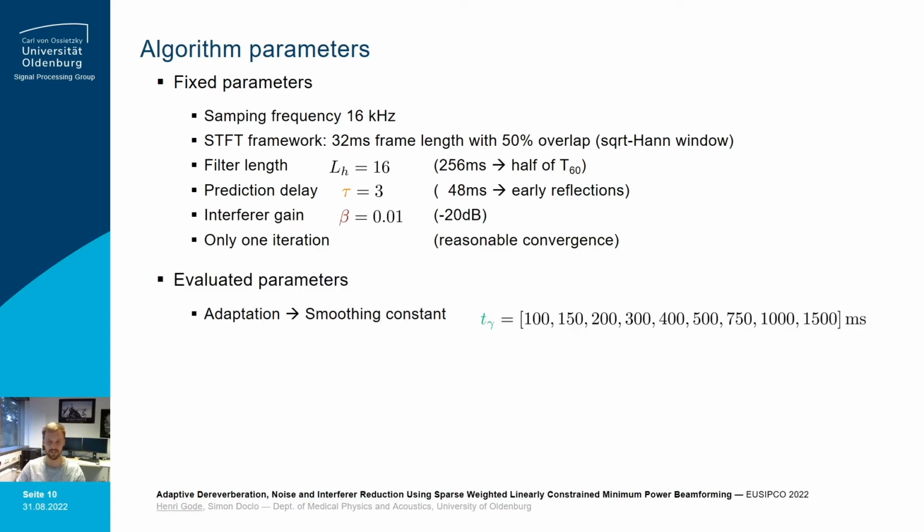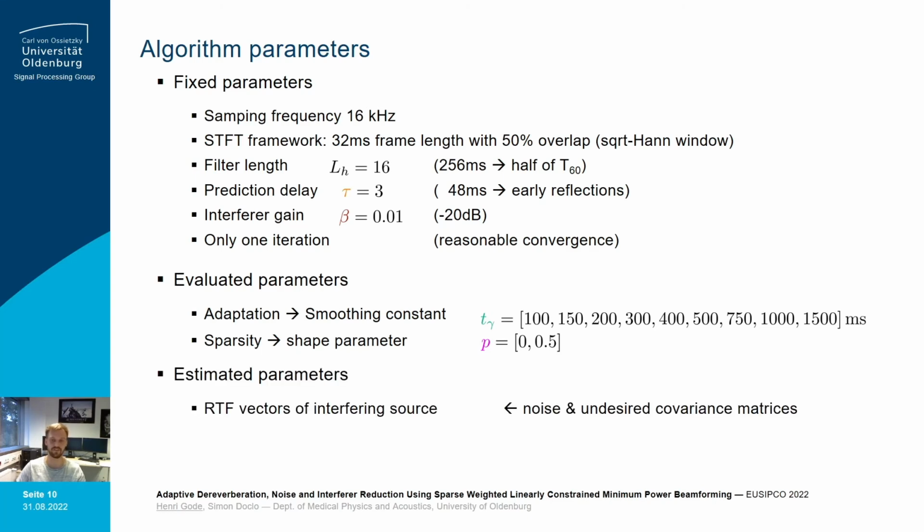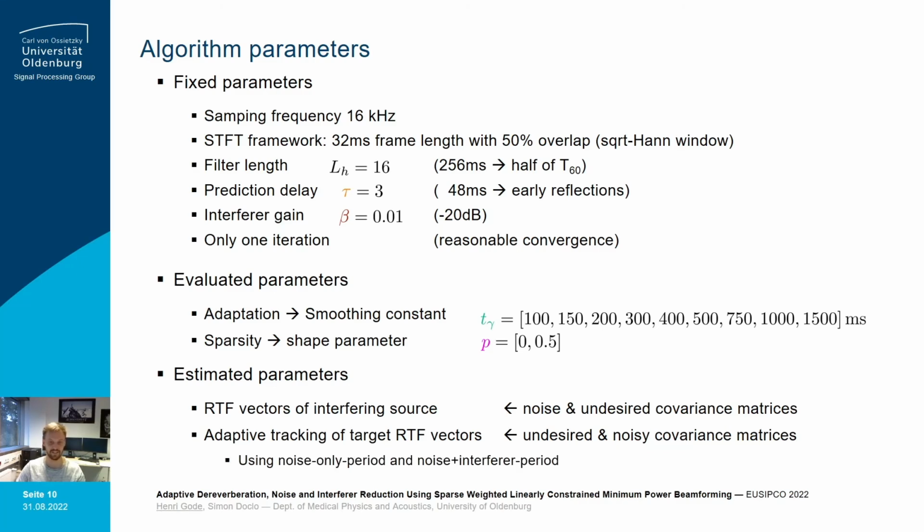So since we are interested in adaptation, we evaluated various smoothing constants, and since we introduced the shape parameter p, we also evaluated 2 different p-values. As mentioned before, it is far from trivial to estimate the relative transfer function vectors of the source. So for now, we used the noise and undesired covariance matrix to estimate the interfering relative transfer function vectors, and the undesired and noisy covariance matrices for adaptively tracking the target relative transfer function vectors. Estimates of these necessary covariance matrices are computed from corresponding periods of the signal, which we assume to know oracularly.